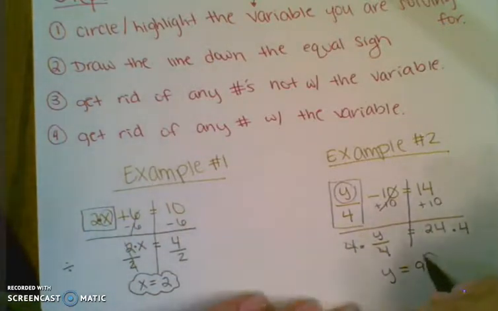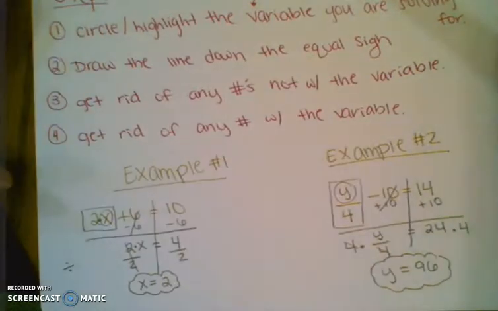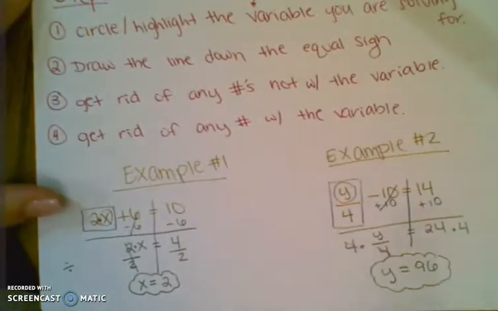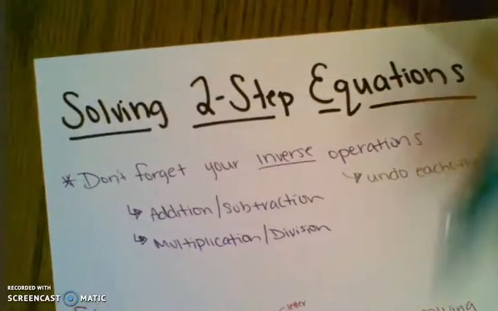Okay, so y equals 96. So that's my final answer. If you're ever unsure if you're correct, you can check your answer. So let me change colors. Let's do turquoise. So let me get my other sheet of paper.